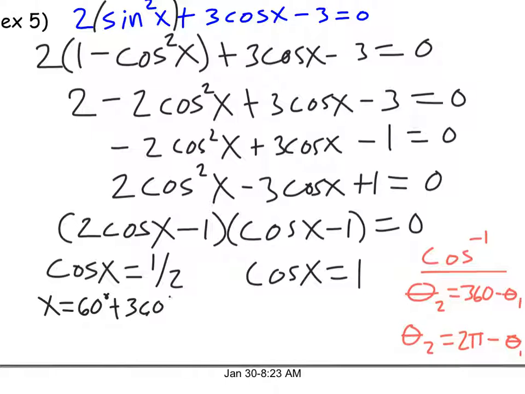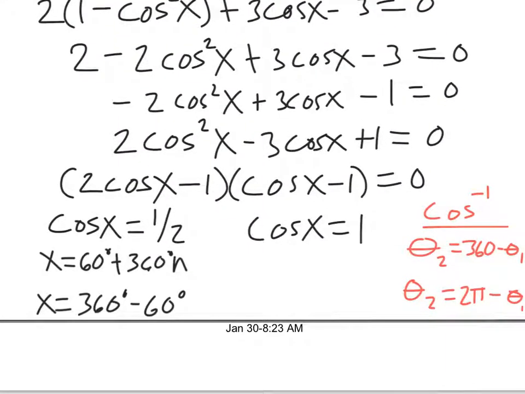Now this didn't ask for just 0 to 360. This had wanted all the solutions, so add any multiple of 360. Right? Take that first answer away from 360, and there you will get your second set.